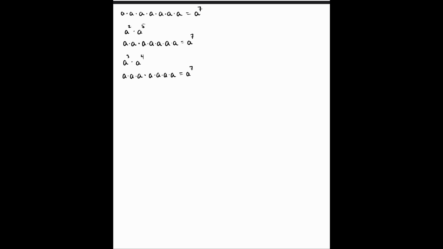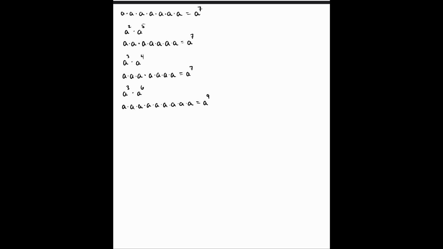And we can just try out a third example just for the fun of it. Let's use a cubed times a to the 6th power. And again, we know what this means. a cubed is a multiplied by itself 3 times, and a to the 6th is a multiplied by itself 6 times. If we multiply all this together, we end up with a multiplying itself 9 times, which can be written as a to the 9th power.